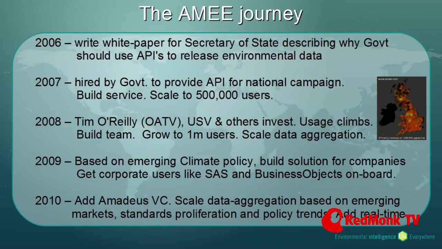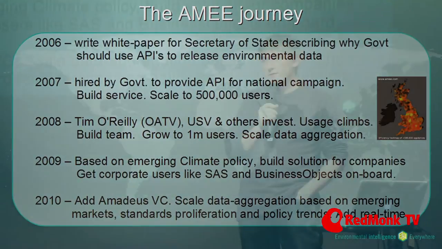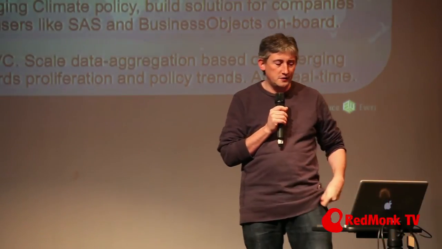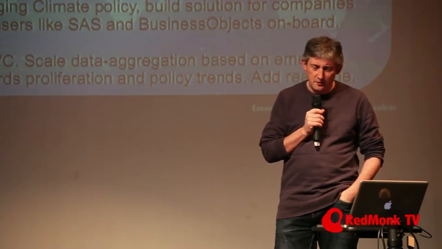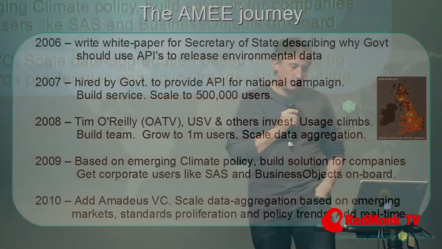And then in 2009, there was emerging climate policy. You had Copenhagen. So we started to bridge out into building solutions for companies. We got corporate users like SAS and Business Objects on board, a really broad range of users, lots of API keys out in the wild. By this time, it was about 1,500 API keys out in the wild.